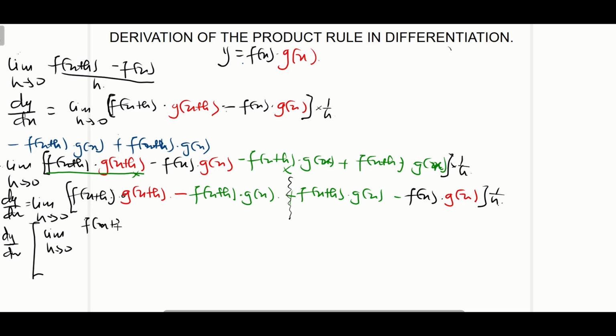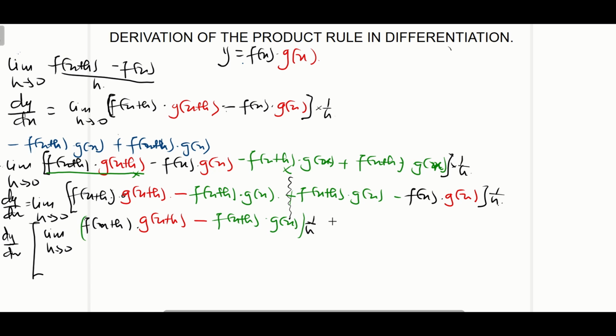f of x plus h multiplying g of x plus h, minus f of x plus h multiplying g of x. Alright? And mind you, all of this is over h. So the whole of this is over h.